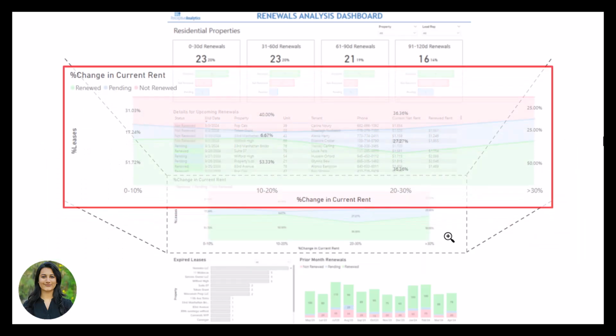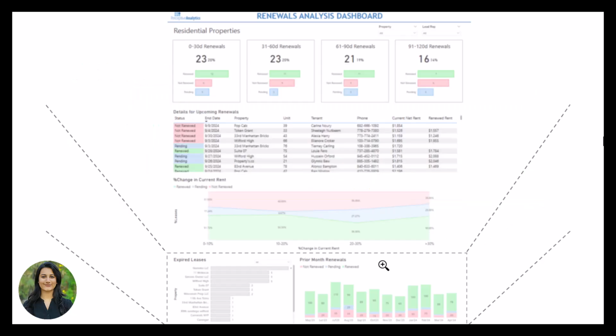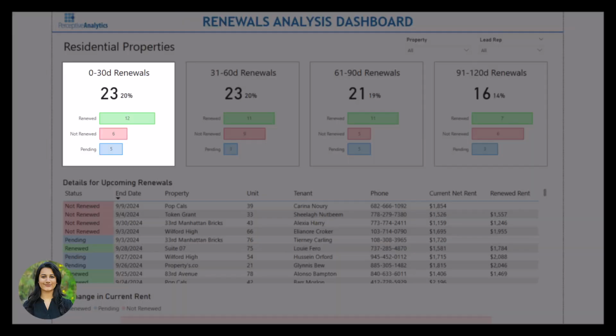The next chart compares renewal rates across different rent increase slabs. After that, we can track expired leases by property. And finally, the bottom right chart shows how lease renewals have trended over the past 12 months. Now let's begin with the 30-day renewal snapshot.